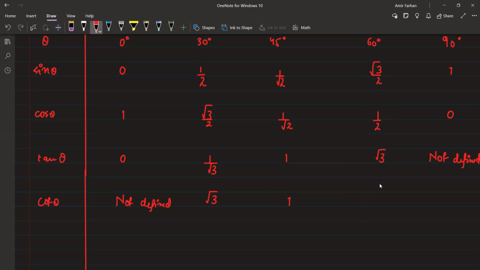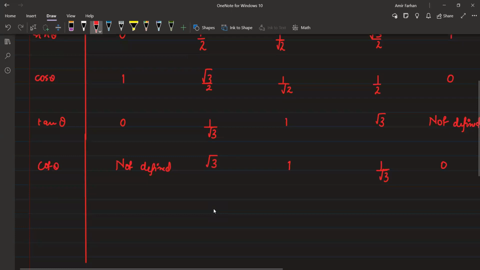It's the reversed number of the tan theta. Just see this now: not defined, root 3, 1, 1 by root 3, and 0, because 0 by 1 is 0. So you don't have to memorize. You have to be very logical and conceptual. That's what I'm trying to teach you. You can memorize the table with many tricks, but if you learn the table by the concept, you will never forget it in your life.